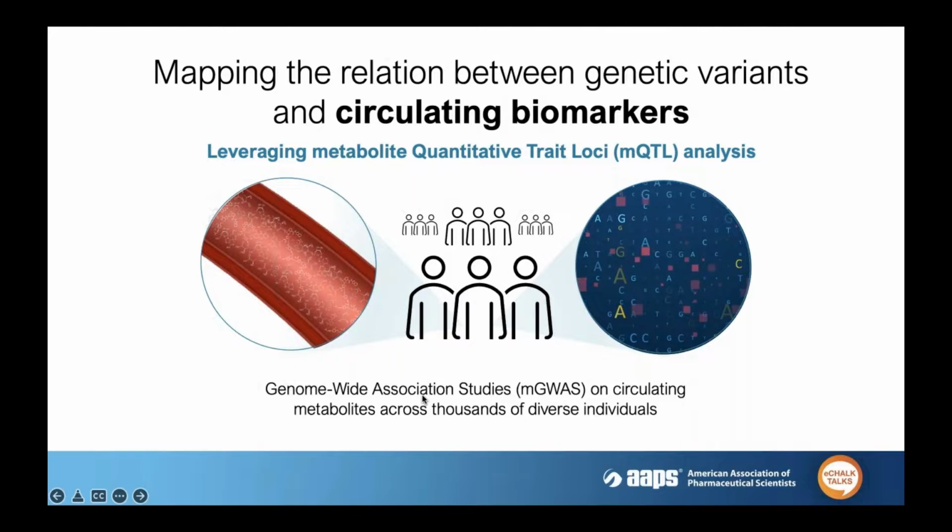Now, how do we go about doing this? And particularly, how do we map the relationship between genetic variants and circulating biomarkers, and in doing so, provide biological insight? Now, the way we go about this at Sapient is through leveraging of an approach that we call metabolic quantitative trait loci, or MQTL analysis.